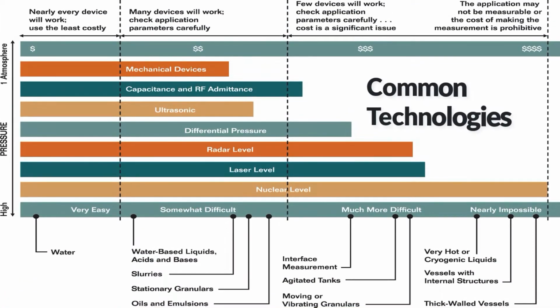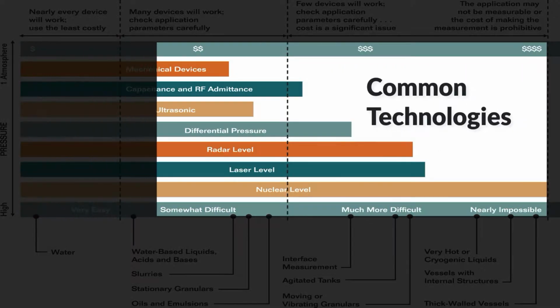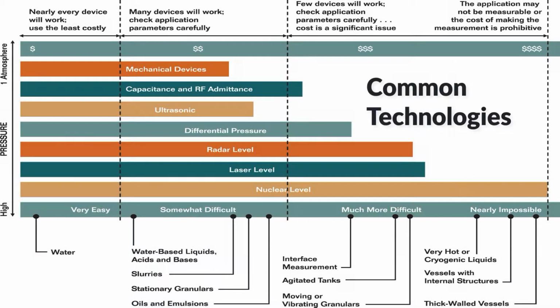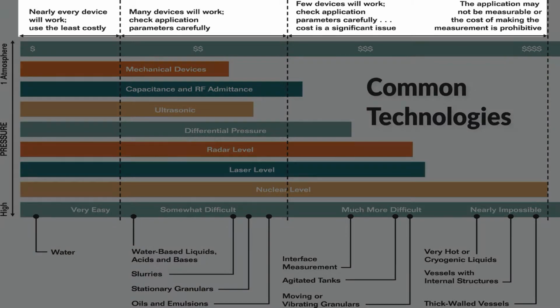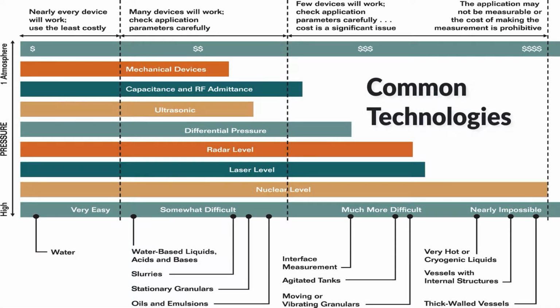Level instruments leverage a variety of physical operating principles. Here we show common technologies and applications arrayed along a continuum from relatively cheap and easy to expensive and difficult. Each of these technologies comes with its own advantages and limitations. We'll revisit this chart as we briefly describe the common technologies.